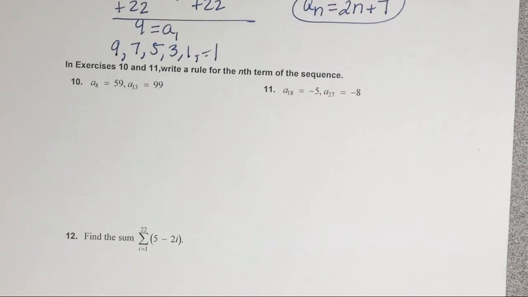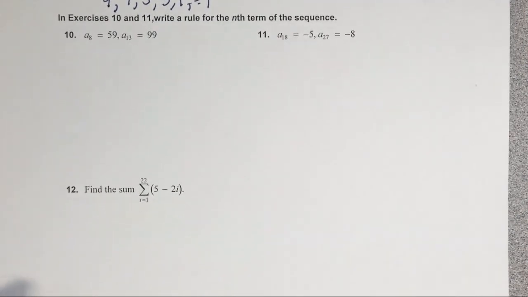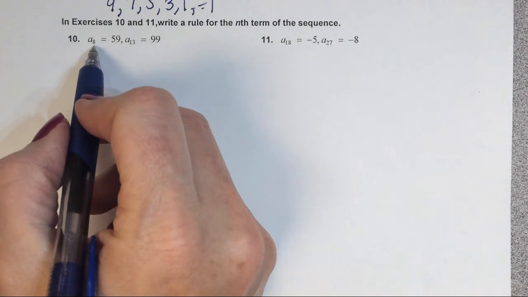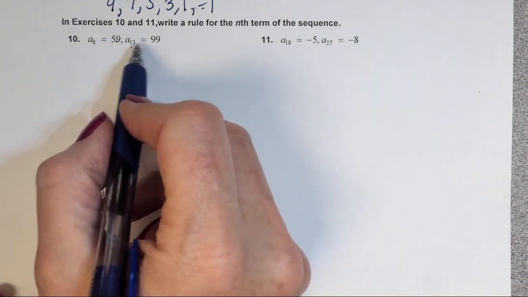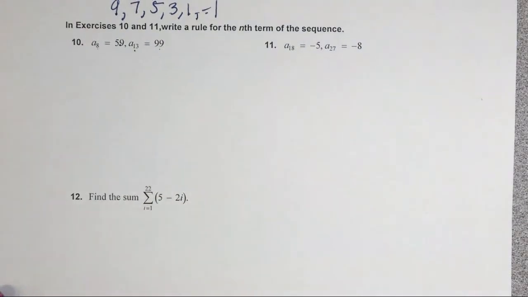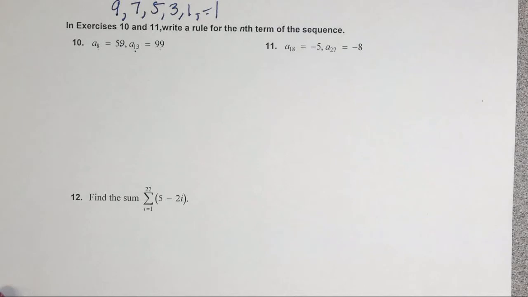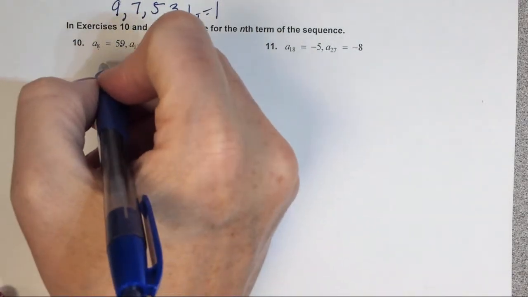Okay. Getting a little bit more difficult. All right, look at this. They're telling us the 8th term is 59 and the 13th term is 99. How am I going to find anything out with that piece of information? Well, if they're like 5 terms apart, the difference is 40, if you divide 40 by 5. You're right. Here's how we do these, guys.